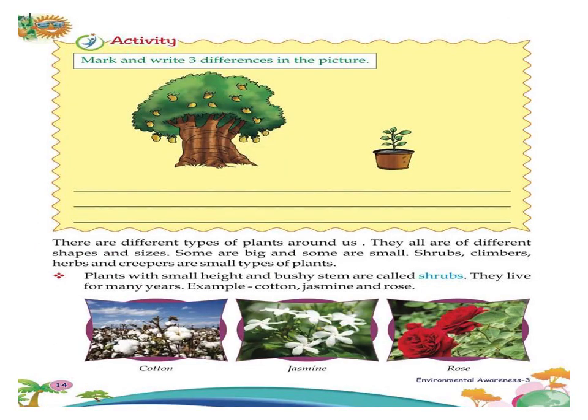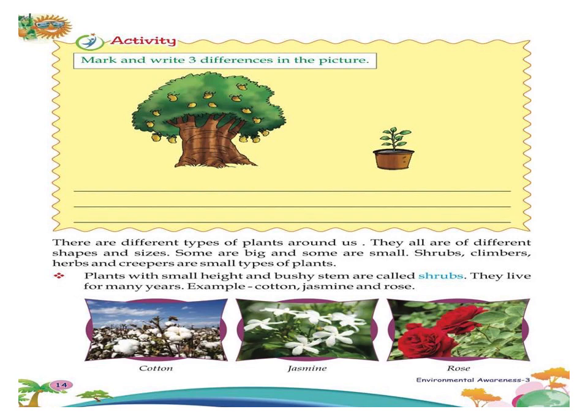Activity. Mark and write three differences in the picture. In the picture below, we can see three main differences. The first one is size. The tree is big and the plant is small. The second difference is plant does not bear any fruits, but the tree bears fruits. And the third difference is the stems and branches are well developed in a tree, whereas in plant they are very small.